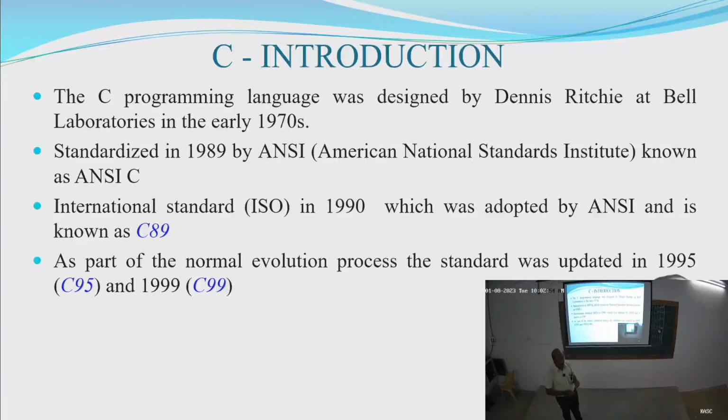Okay, and C is one of the languages like that. C is also called a structured language, middle-level language, low-level language, and a procedural language. Who developed the C programming language? Dennis Ritchie, in the 1970s. It was standardized in 1989 by ANSI, the American National Standards Institute, known as ANSI C or C89, and then by ISO, the International Organization for Standardization. As part of its evolution it was updated in 1995 as C95 and C99. Before that, it was called BCPL, Basic Combined Programming Language. Finally, it is called the C language.